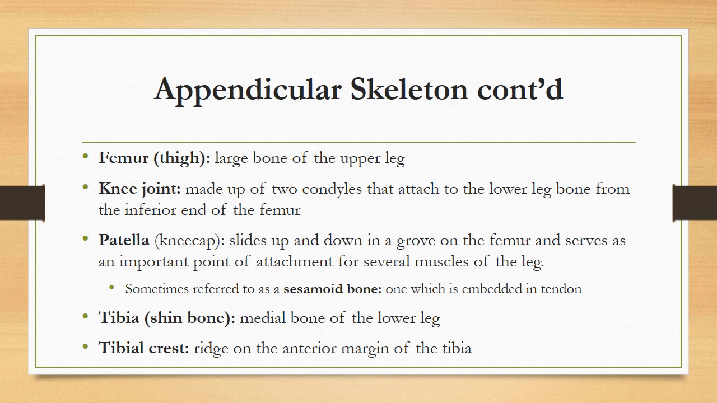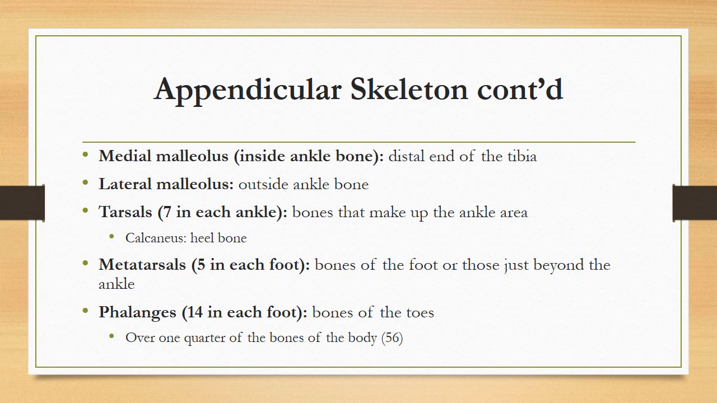Your tibia, which is your shin, and your tibial crest, which is a ridge on the anterior margin of the tibia. Your medial malleolus, which is your inside ankle bone. Ever hit that or get a scratch on it, it feels like a funny bone. And it's the distal end of the tibia. Your lateral malleolus, which is the outside ankle bone. Your tarsals, there are 7 in each ankle, and they make up the ankle area. And your calcaneus, which is your heel bone.